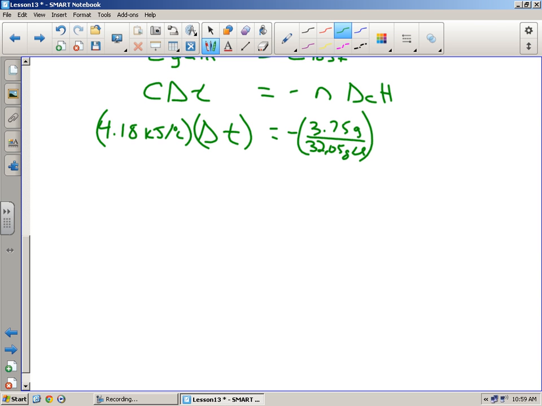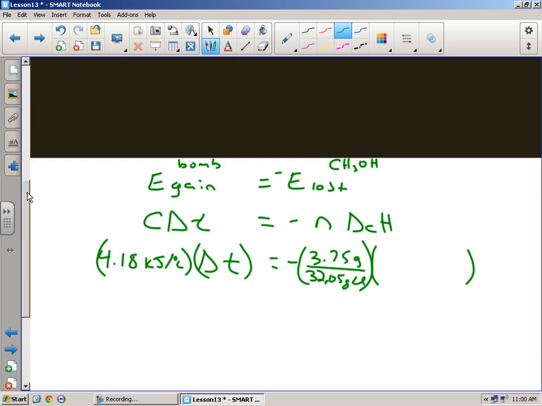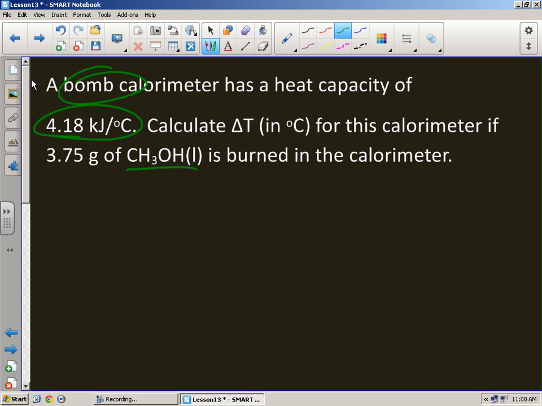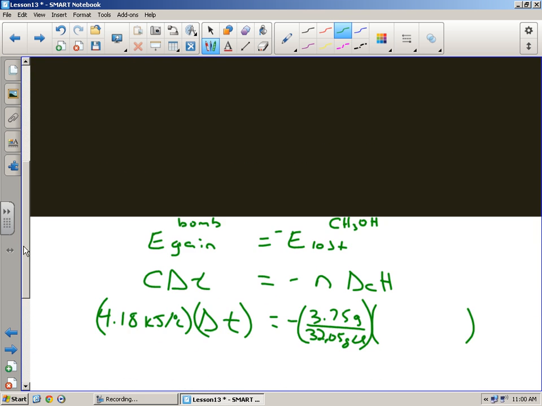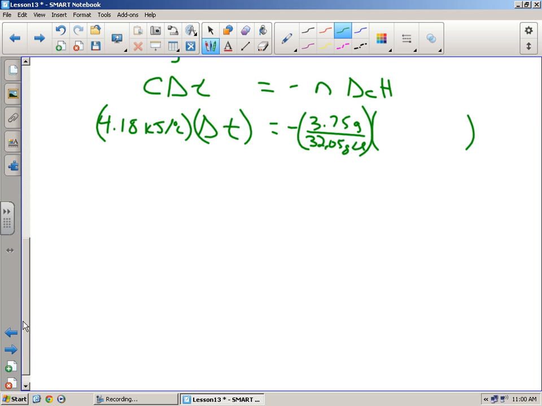Now let's put in delta H here. Molar enthalpy of combustion, right? What's giving me the heat? Well, it's burning methanol, 3.75 grams of it. So that's going to give me the heat. Where does that heat go? It goes to the bomb calorimeter, which is the C and the delta T. Do I know delta H? Does it say so in the question? Nope, only got these 2 numbers here. No, but I know I'm burning it, okay? So I don't have delta H.